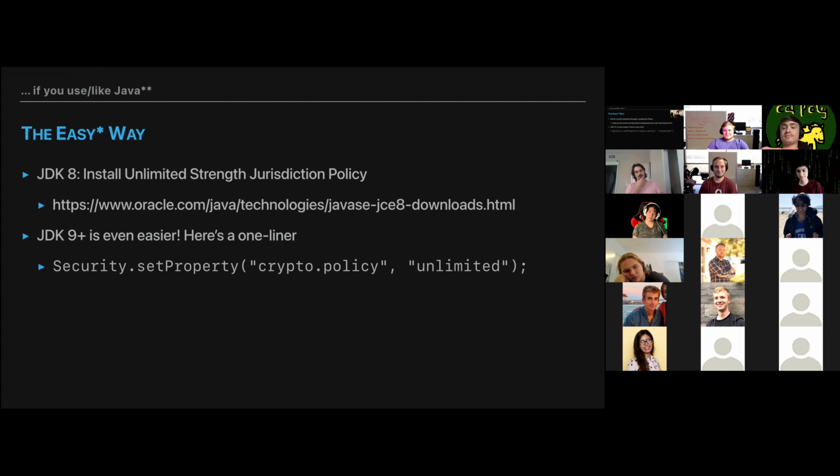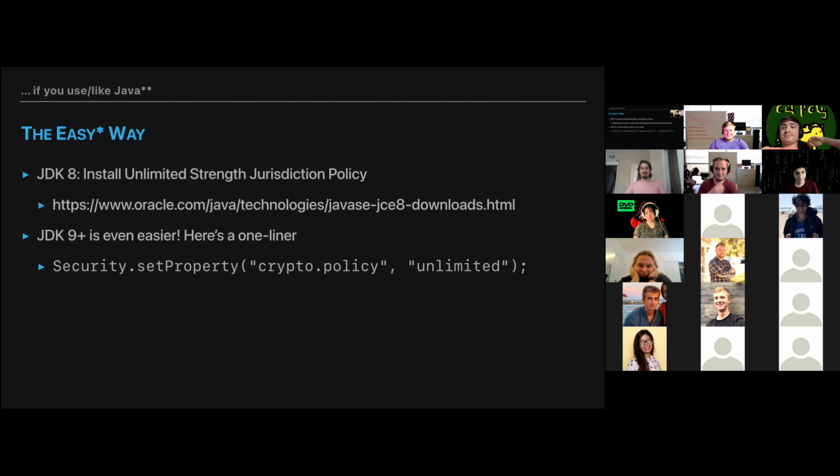Easy, right? So with Java 8, all you need to do is go to this link, download the policy file, and install it onto your system. And then there you go, unlimited security. Okay, cool. But if you develop with Java version 9 or higher, which maybe most people these days, or maybe not because Java 8 is still around, here's a one-liner. It's very easy. Security.setProperty, crypto.policy, unlimited, and you're done. That's it. You don't need to listen to the rest of my talk. Thanks for coming. Of course, it's really not that easy.